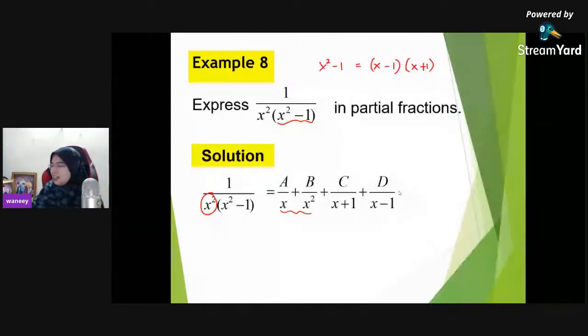Saya bagi masa lah. Sementara tu kalau ada part yang mana-mana yang tak faham, boleh tulis kat situ lah. So nanti saya tengok kejap part mana yang tak faham.